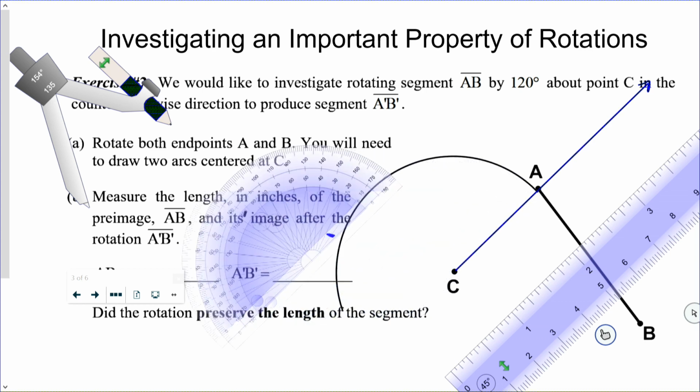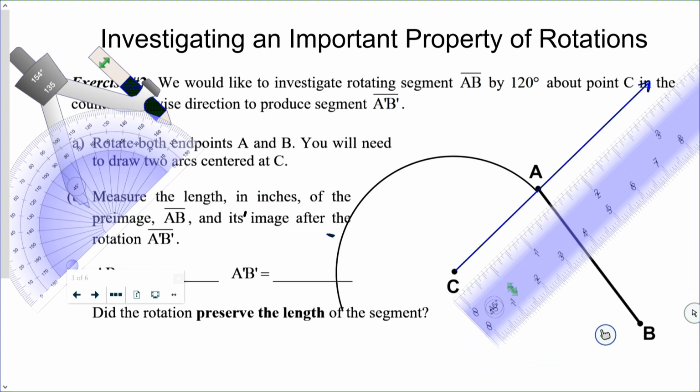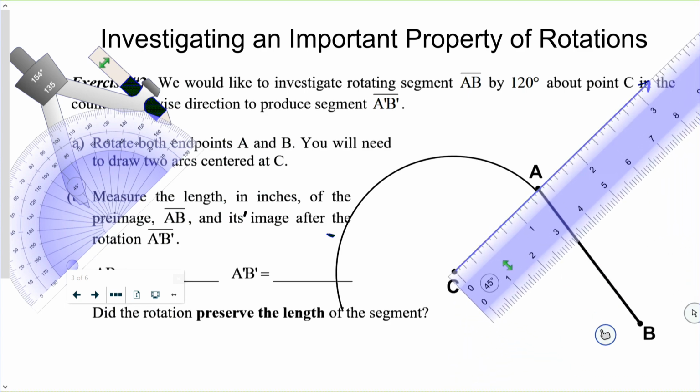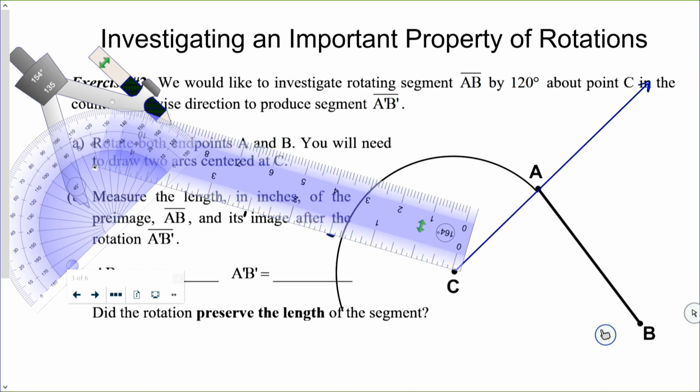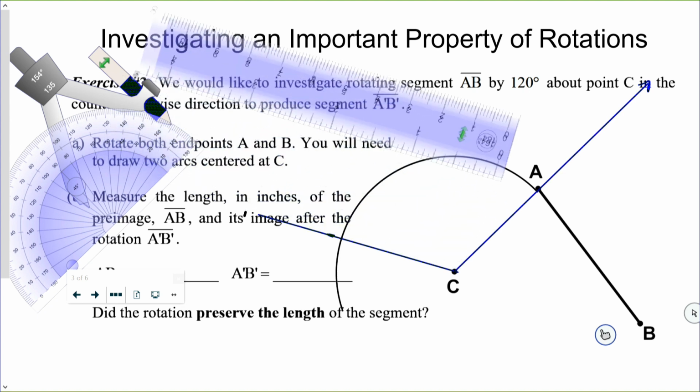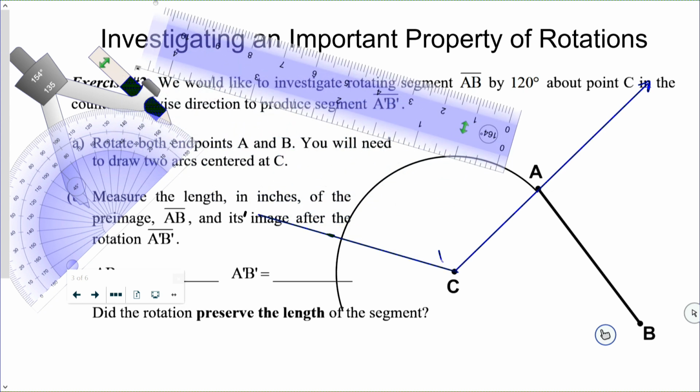So now I'm going to move my compass away. Yet again, bring in my straight edge. All right, that is a 120 degree angle right in here. You don't have to write that angle in. Just wanted to illustrate it for you. And there's my A prime.